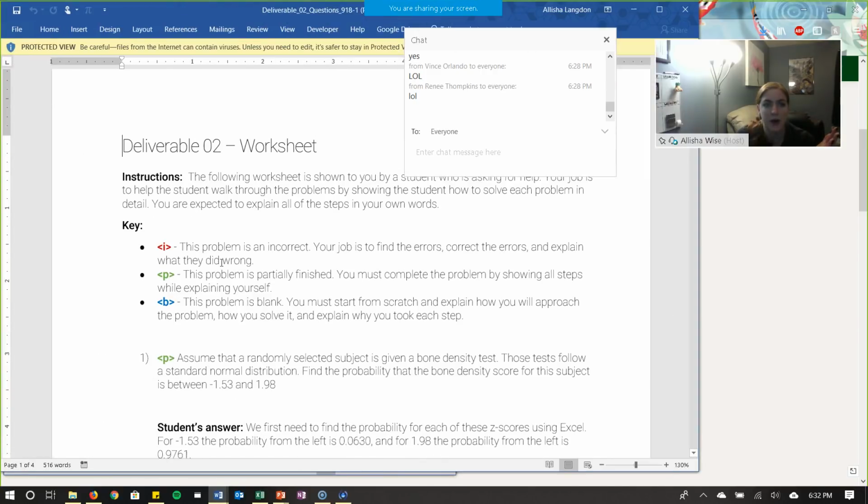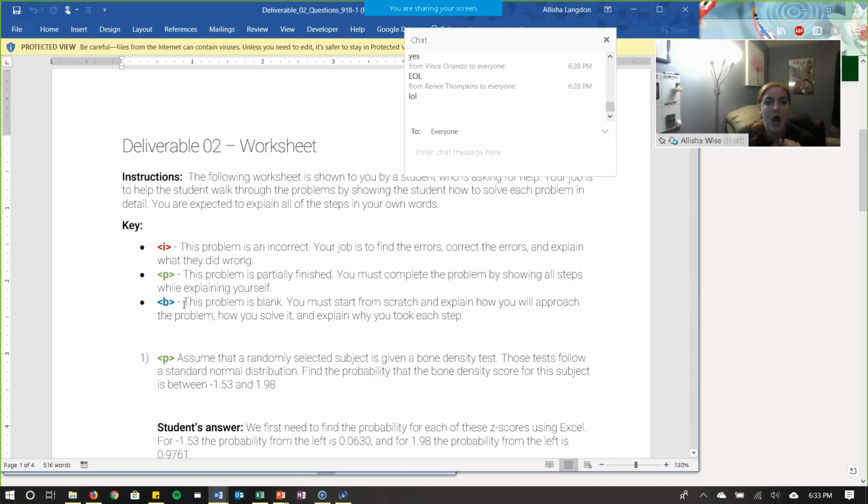Let's zoom in. Okay, and here's the key for all the problems. If there's a little I in front, that means it's incorrect. He did it incorrectly and you need to correct him. P means it's partially finished. Partially finished means the student's answer is correct so far, but you need to show the rest of the work. B means it's blank, he didn't know what to do, you need to do it.